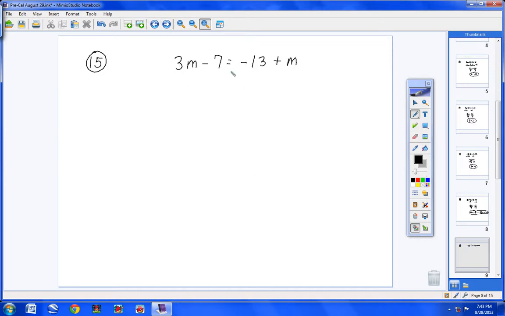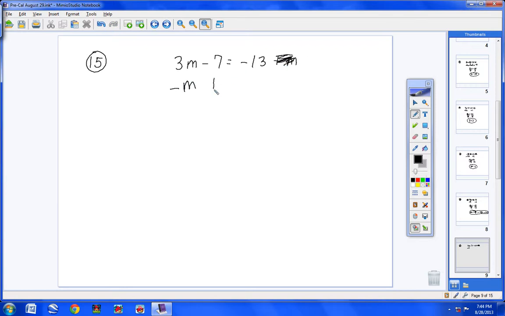All right, number 15, same thing. Unlike terms, so we cannot simplify. Unlike terms, so we cannot simplify. So we cannot simplify either side. I'm going to take this positive m right here, and I'm going to bring it over here and make it a negative m, like this. And now that I've done that, this thing is gone.